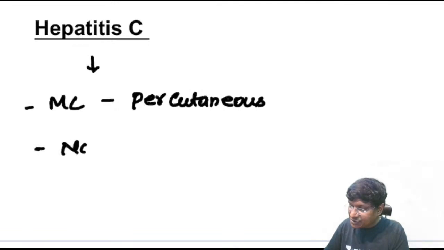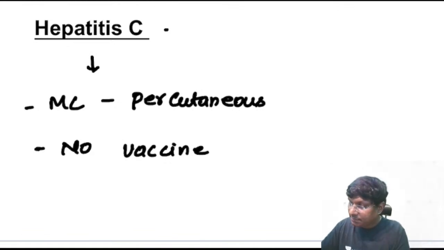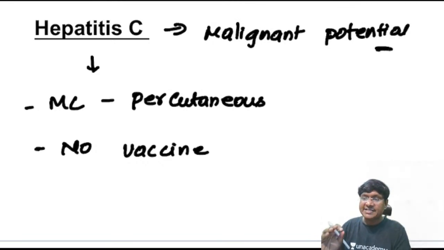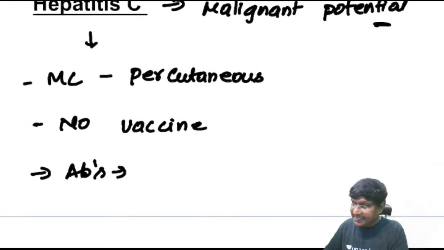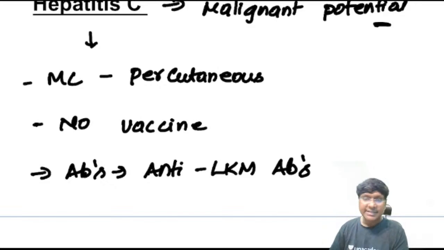And for hepatitis C, as I have already mentioned, there is no vaccine or prophylaxis. But hepatitis C has the highest malignant potential. Among all the viral hepatitis, hepatitis C has the highest malignant potential. And if you take the antibodies for hepatitis C, the antibodies are anti-LKM antibodies.